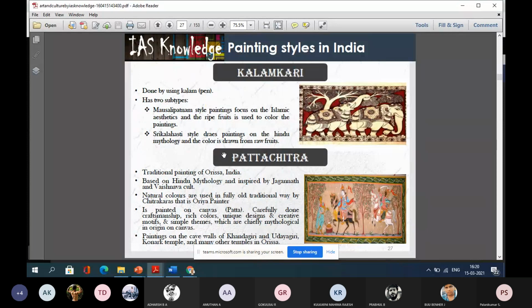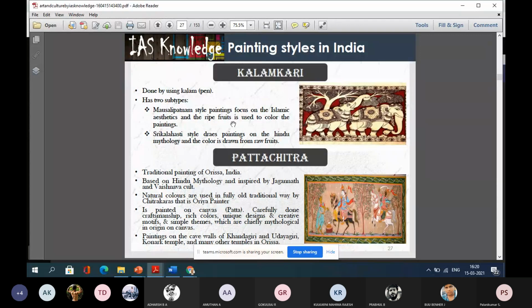And Kalamkari. Kalam means pen. Masulipatnam style painting, especially in Andhra Pradesh near Vijayawada, uses this type of painting, Kalamkari, which focuses mainly on Islamic aesthetics, and ripe fruits are used to color the paintings. They have used very natural things, ripe fruits only.